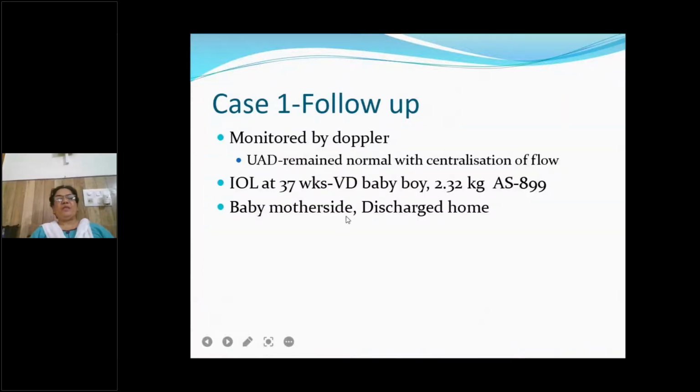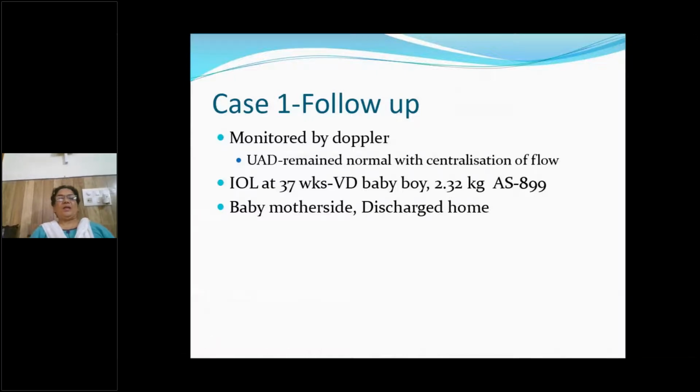So what we did in our patient, our patient was a primigravida at 34 plus 4 weeks with late onset IUGR. She was monitored by Doppler. Her umbilical artery Doppler remained normal with centralization of flow. There was slight reduction of the middle cerebral artery pulsatility index, but it was within normal range. And so she was induced at 37 weeks and delivered vaginally a boy measuring 2.32. The Apgar score was good, the baby roomed with the mother, and was discharged home normally.